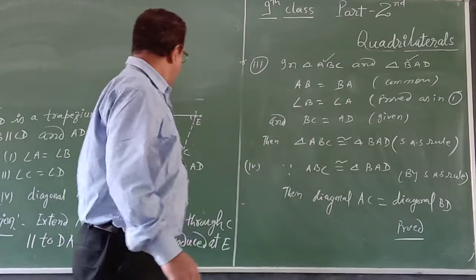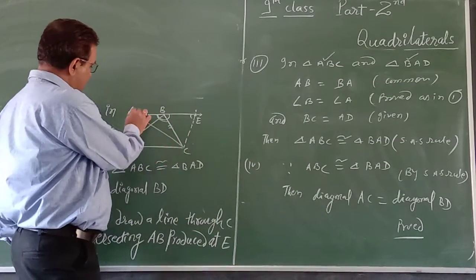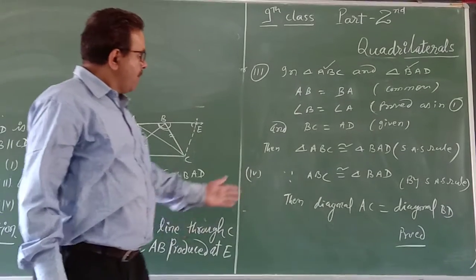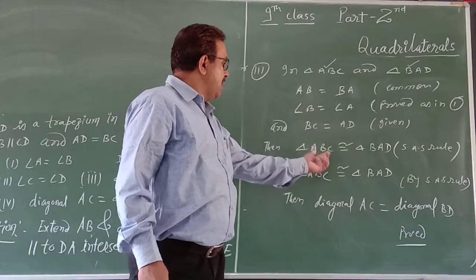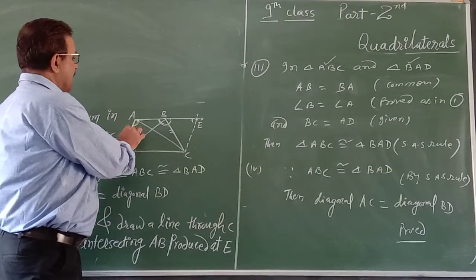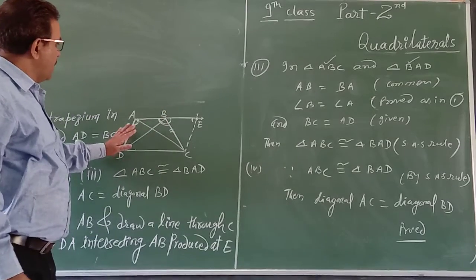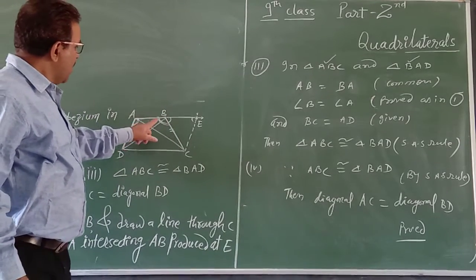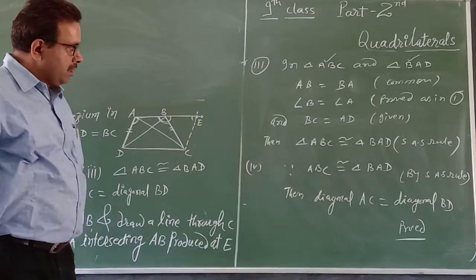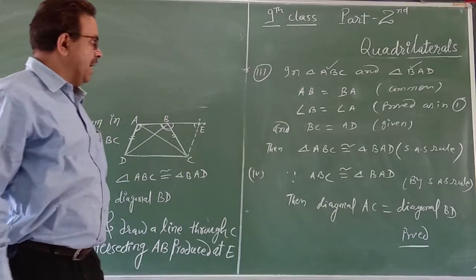And third, BC is equal to AD, already given in the question. Hence, triangle ABC is congruent to triangle BAD by the SAS rule. Here we get the side angle side rule. Hence, it is proved as in the third result.